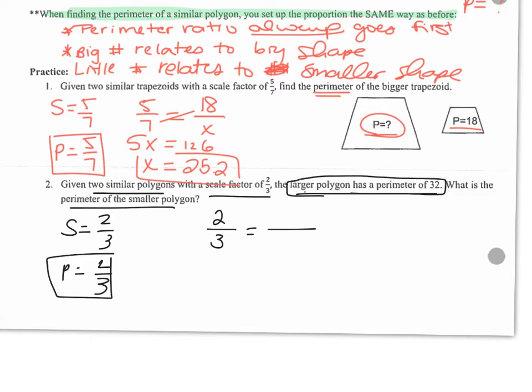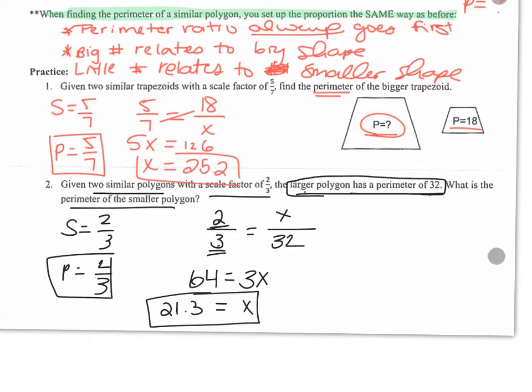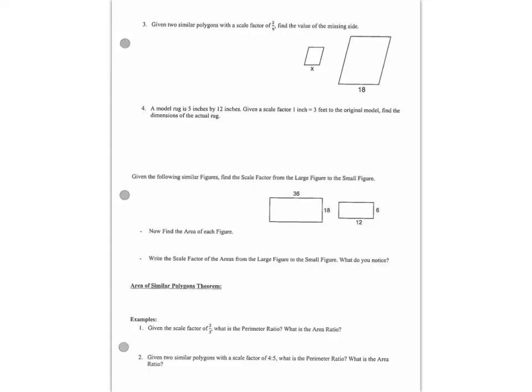Since my larger polygon is 32, on my scale factor my bigger number is down here, so 32 is going to go on the bottom. What is the perimeter of the smaller polygon? Smaller numbers on the top, so X goes on the top. So now I'm going to cross multiply. I get 64 equals 3x. So X equals 21.3. When you're good, go ahead and flip to the next page.